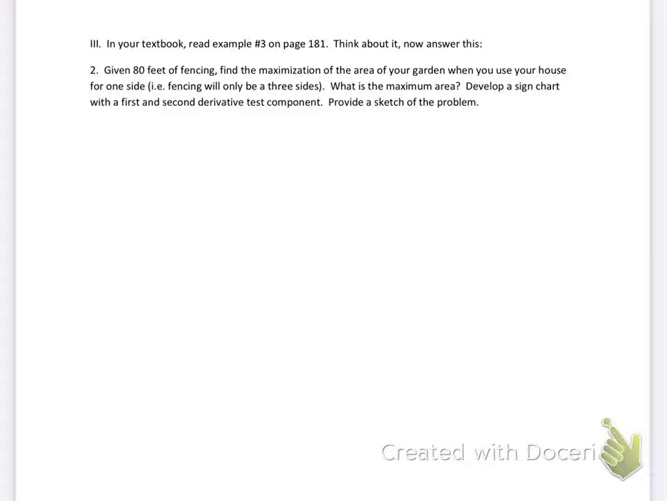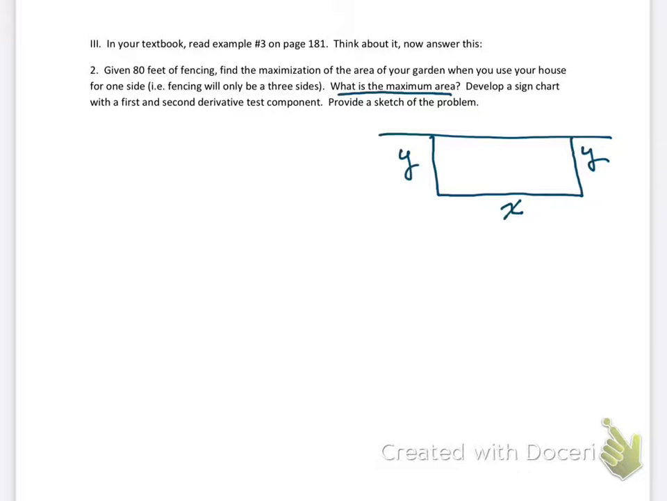But for this problem, it says, given 80 feet of fencing, find the maximization of the area of your garden when you use your house for one side. So that means that the fencing is only going to be on 3 sides. So here's your house. Here's the garden. And what I want you to notice is that you have no equation. So you have to build your own equation. So they want to find the maximum area. So let's say that these are your y's, this is your x, okay?